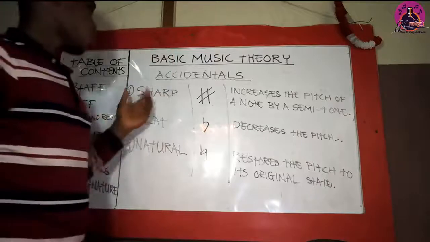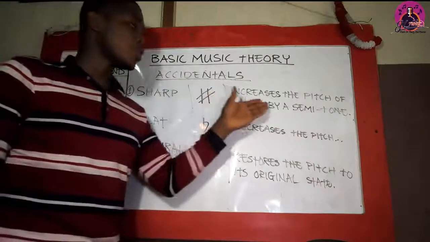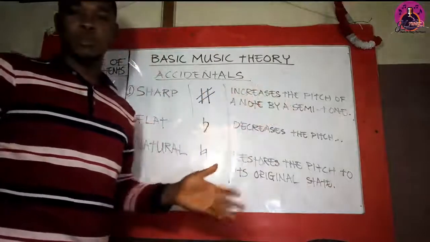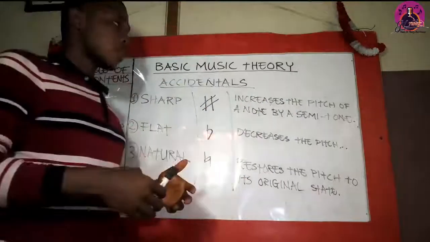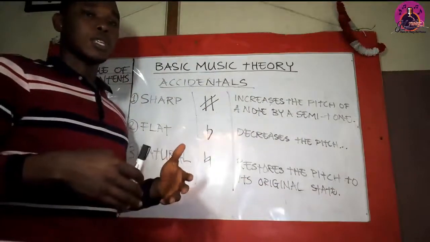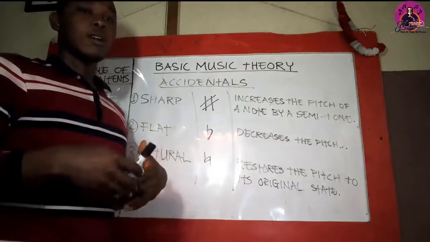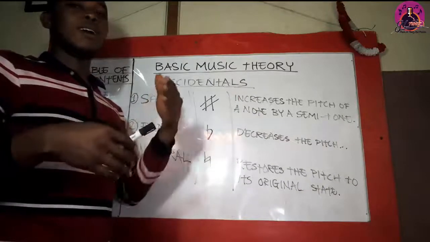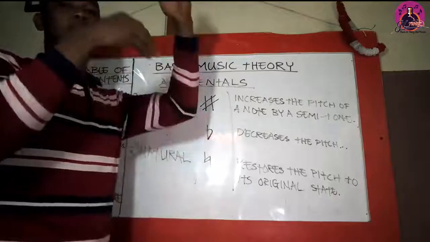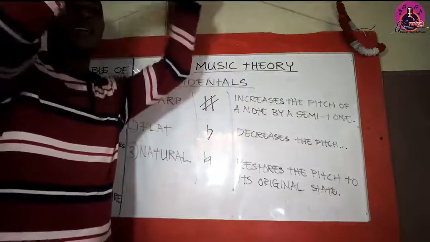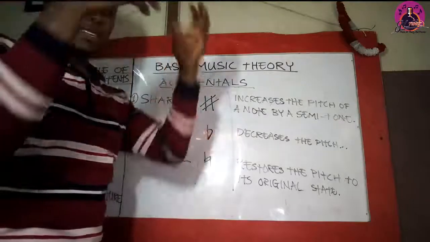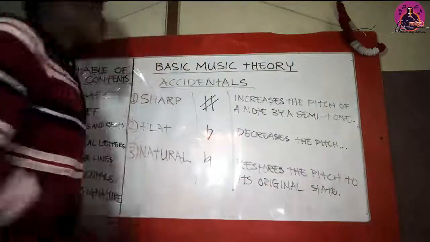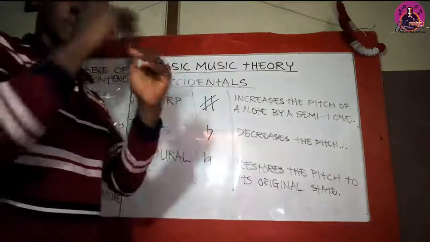Now, what is the work of the sharp? It increases the pitch of a note by a semitone. So when you have a note sounding like this, la, you add the sharp to it, it sounds la, you keep adding sharps, la, la, la, la. Like that, it increases the pitch by semitone, half step.